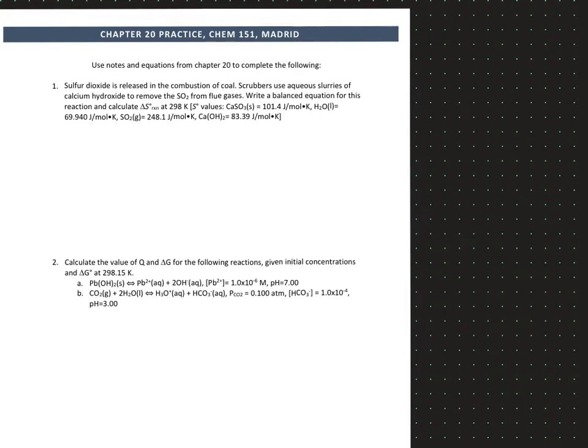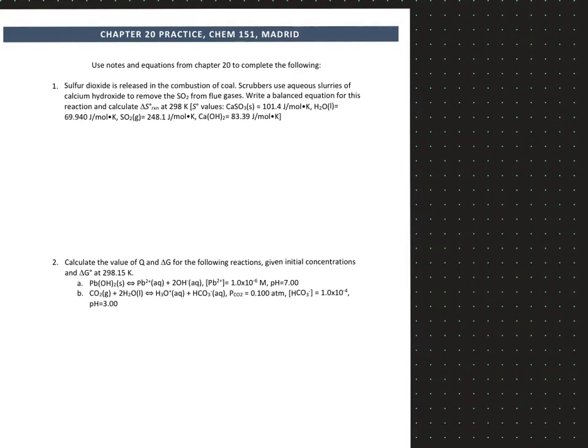This comes from problem number 43 at the back of your book. And it states, sulfur dioxide is released in the combustion of coal. Scrubbers use aqueous slurries of calcium hydroxide to remove the sulfur dioxide from flue gases. Write a balanced equation for this reaction and calculate delta S of the reaction.